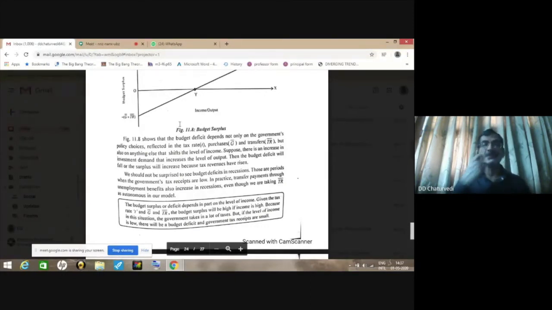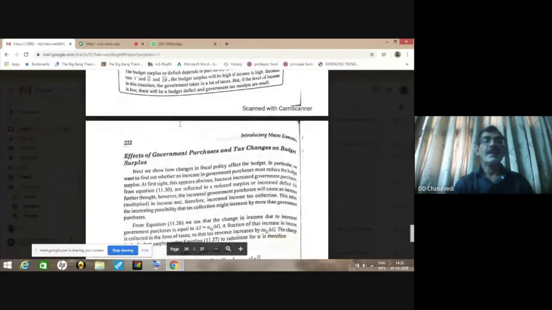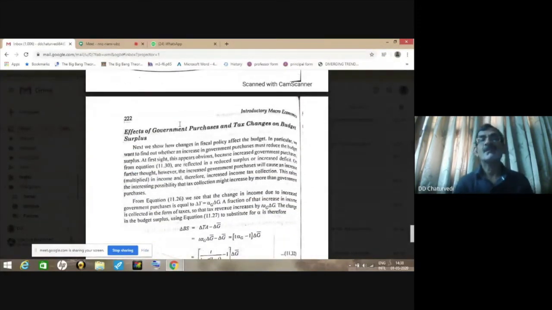Today, the government is also giving liberty to the people that they can defer payments of various taxes and other such liabilities. So this is going to create the situation of budget deficit in our economy. In the next subsection, we are going to study the effect of government purchases and tax changes on the budget surplus.